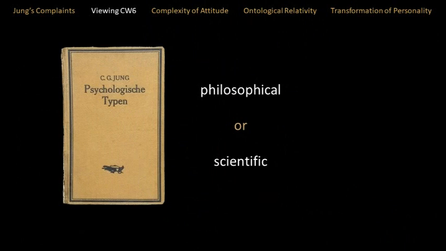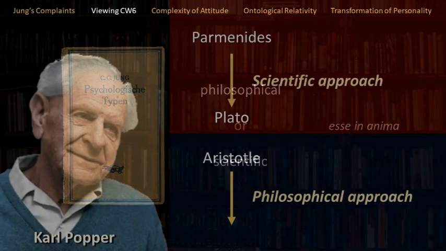So when we look at Psychological Types, we can ask the question, is it a philosophical work or a scientific work? In Chapter 1, Jung introduces his new philosophy of esse in anima. As we shall see later, this is fundamental to some of the human science in various parts of the book. However, the fact that the book is based on a philosophy does not necessarily mean that it must have been produced using a philosophical approach.